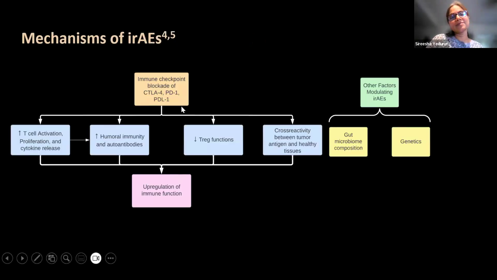What are the mechanisms of immune-related adverse events? Basically, all these molecules upregulate our immunity. They activate T cells and humoral immunity, which could also result in increased autoantibodies. They decrease the activity of T regulatory function. There is also cross-reactivity: sometimes the tumor antigens can cross-react with normal tissues, and all this can result in upregulation of immunity.